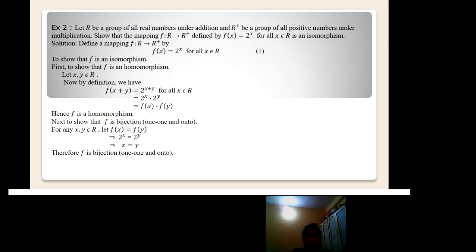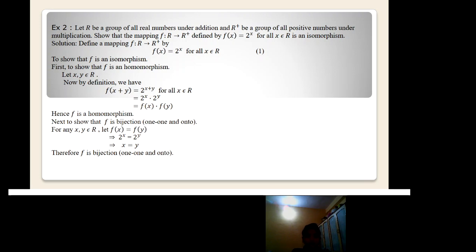To show that f is an isomorphism, first to show that f is a homomorphism, let x, y belong to R. Now by definition we have f(x + y) = 2^(x+y). This implies 2^x into 2^y. This implies f(x) into f(y). Hence f is a homomorphism.